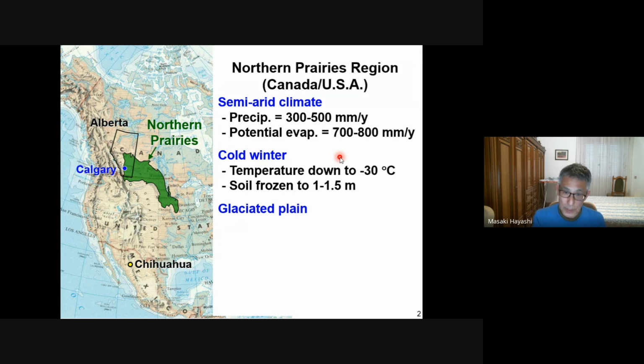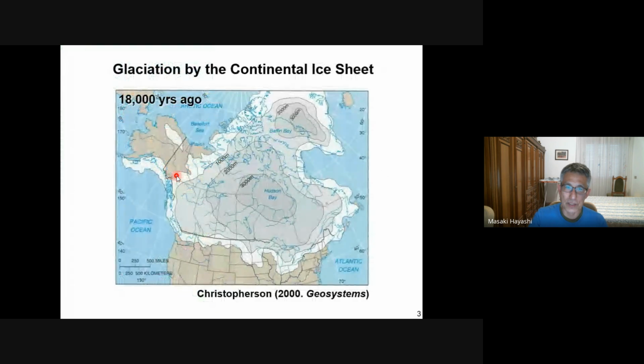Aside from climate, the one big difference is that this northern prairies was once glaciated. What that means is there was a big continental ice sheet that came down to Canada and the United States many, many times during the Pleistocene. The last glacial maximum was about 18,000 years ago. At that time, there was a big slab of ice covering the northern prairies. In Calgary, for example, there was about a 1.5 kilometer thick slab of ice moving around.